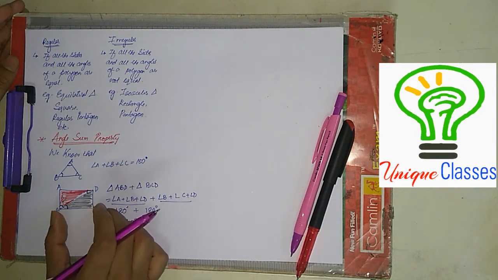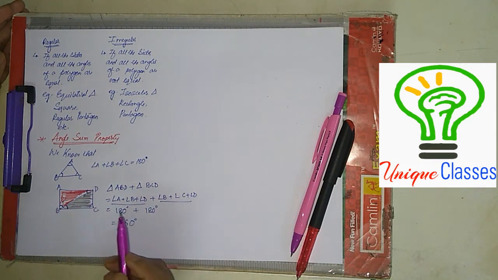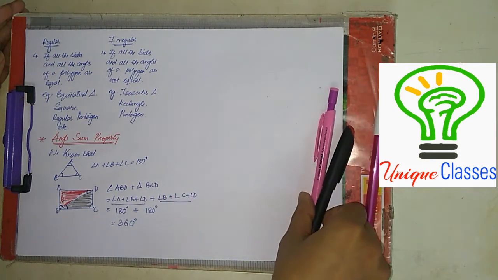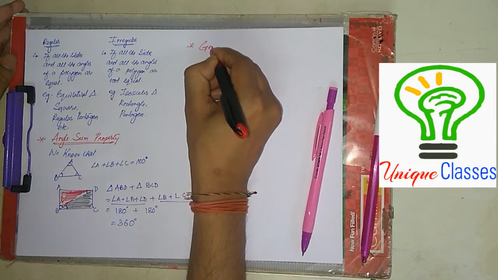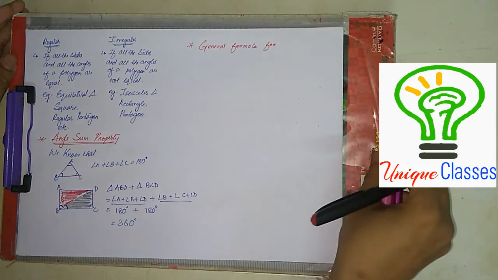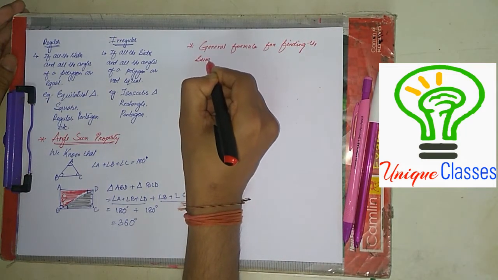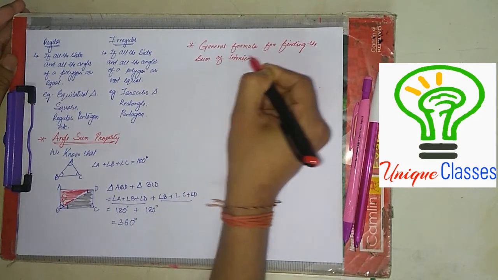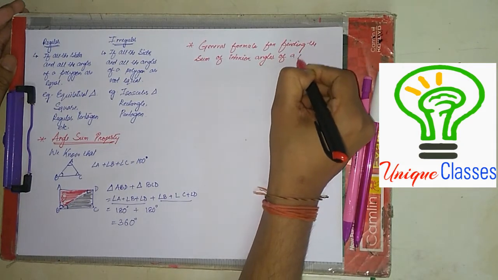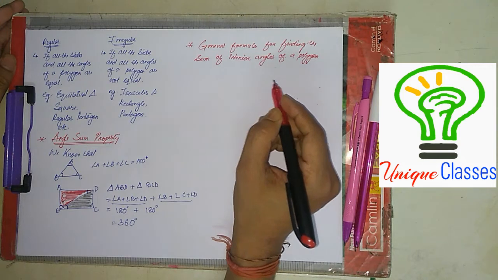Now as this is a simple polygon, that is a quadrilateral, it's quite easy for us to find this sum of interior angles. If there were multiple sides, say 20, 30 sides, then how will we find that? We can't keep on drawing these diagonals and summing all the triangles. In this case we have a general formula for finding the sum of interior angles of a polygon.